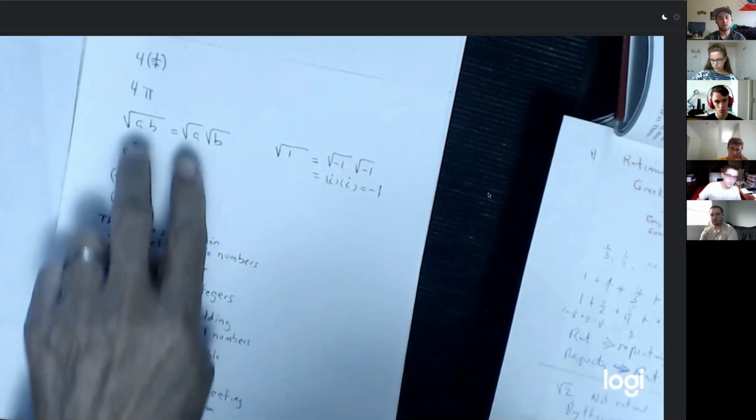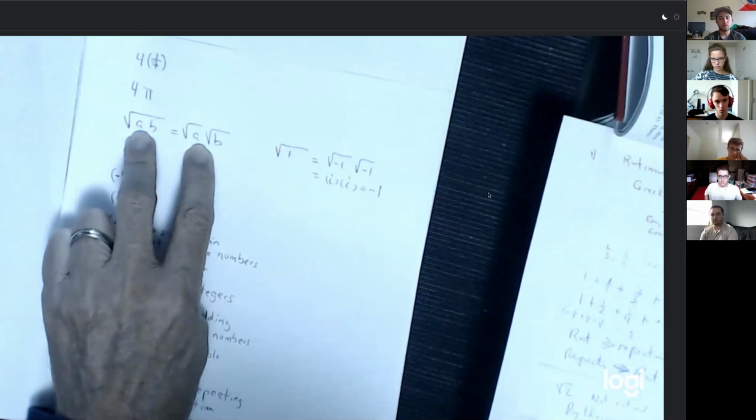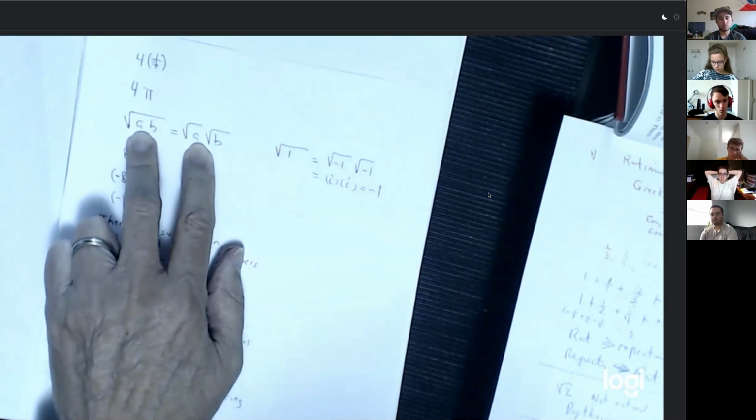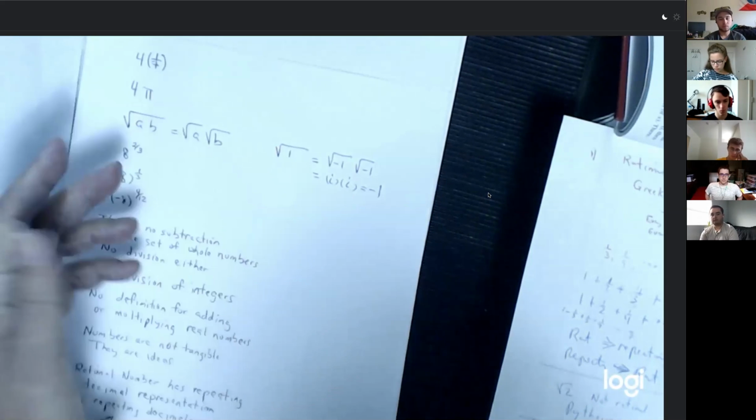It's only a rule if both of these are real numbers greater than or equal to 0. And what a lot of times people do is they forget the hypotheses. They forget the if part. And one of the things we're going to study today in a few minutes is about if-then sentences.